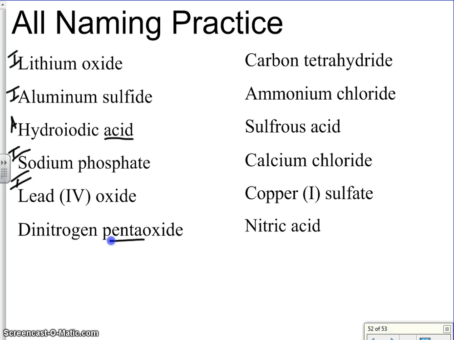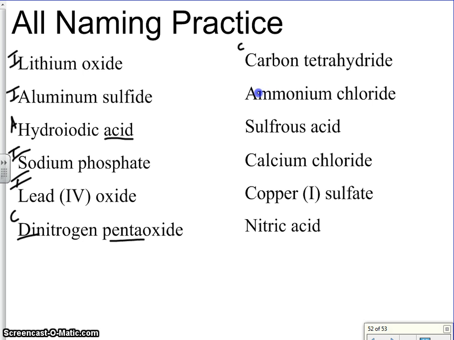Dinitrogen pentaoxide. Notice these prefixes here. Also notice the fact that it's nitrogen and oxygen. 2 nonmetals with the prefixes tells us covalent. Carbon tetrahydride. Again, I see that prefix, I automatically know it's covalent because of those prefixes, but carbon's nonmetal. Hydrogen is also considered a nonmetal.